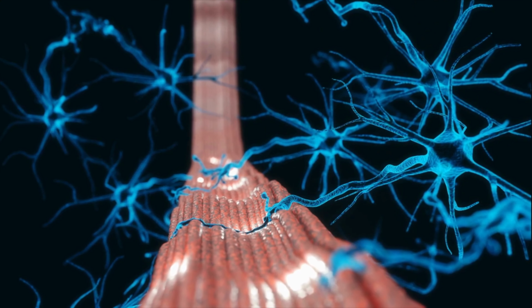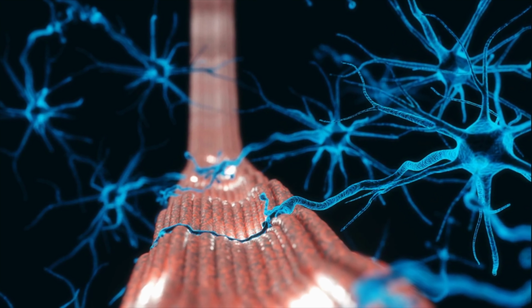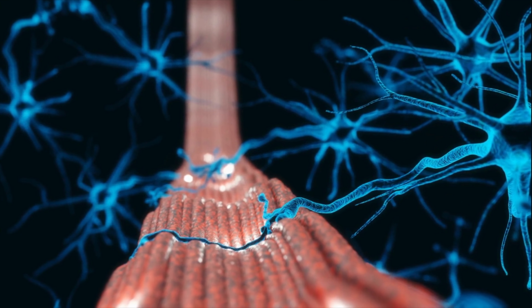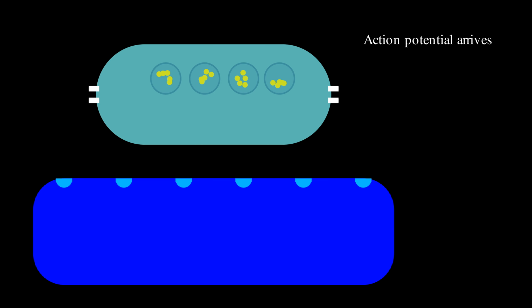Now let's go through the steps of what happens at this neuromuscular junction and how muscle contraction is brought about. First, let's imagine you want your bicep to contract. I'm simplifying this, but essentially a signal is sent from your brain via neurons until it reaches the neuromuscular junction.